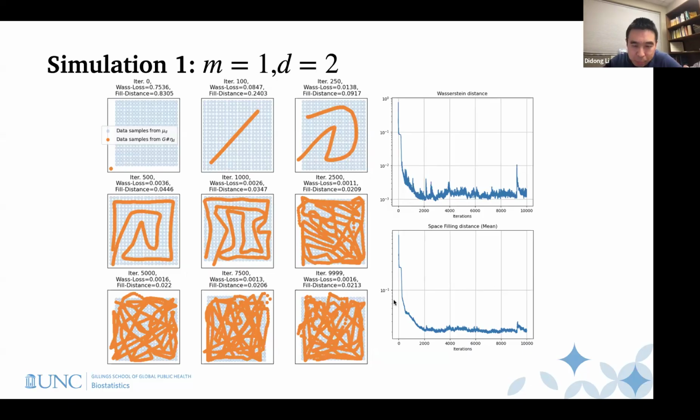But if you look at the bottom right, there is the space filling distance, which is the distance between the curve and this two-dimensional square. You can see it's highly correlated with the training loss in this generative model. This suggests that the model is actually learning the space filling curve without really being aware of it.